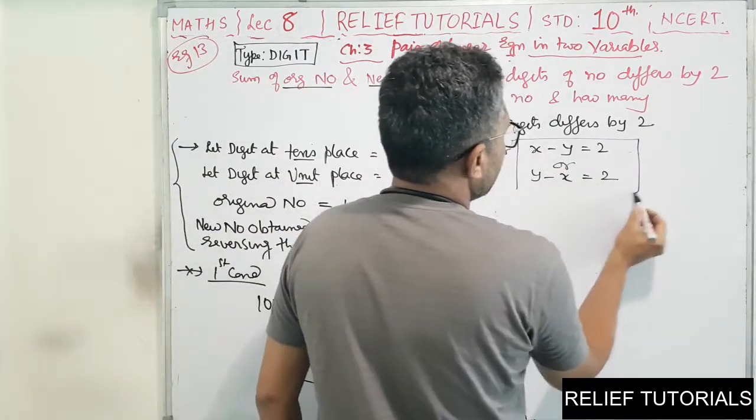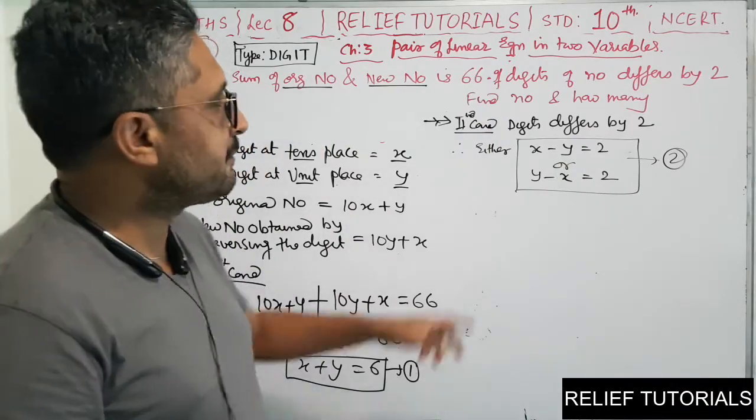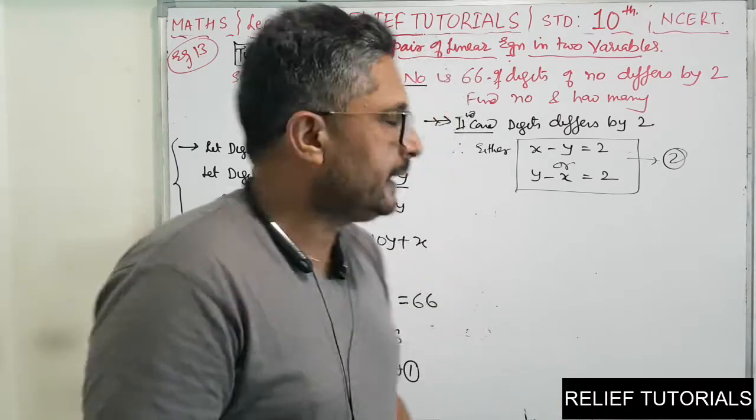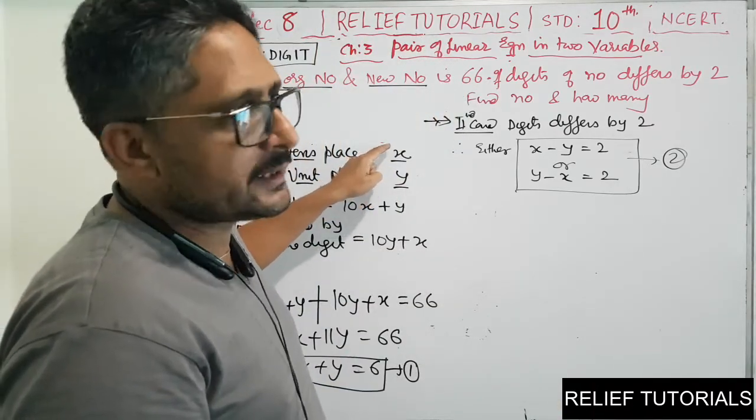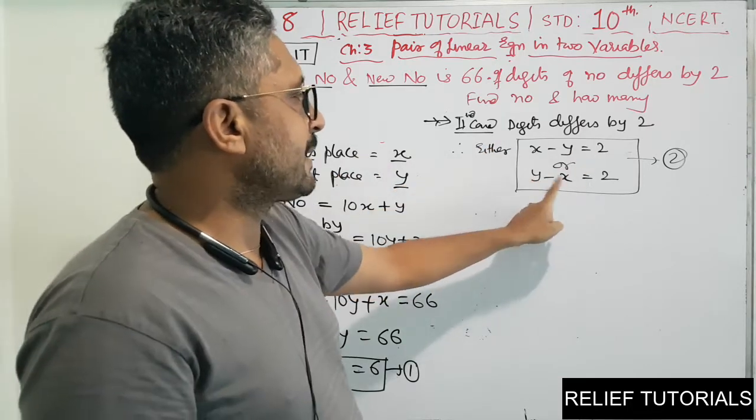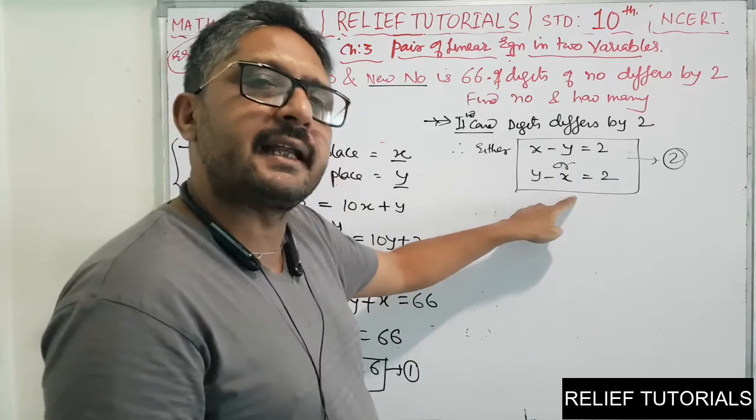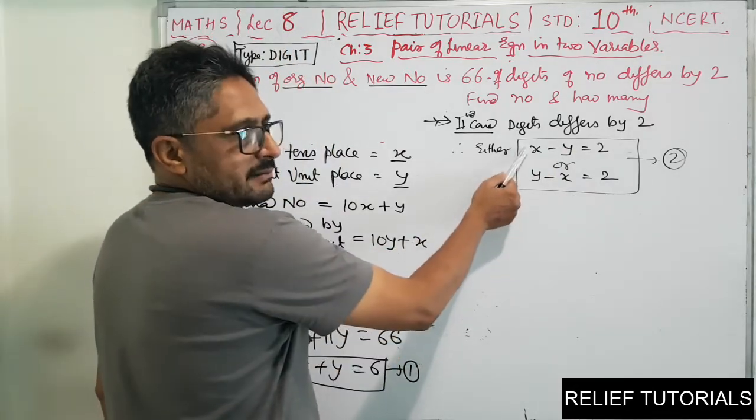See here, this is our equation number 2. Have you got it, friends? Why we got 2 equations? Because here it is mentioned the digits differ by 2. It is not mentioned x is greater than y or y is greater than x. So it can be x minus y can be 2 or y minus x can be 2. Here x is bigger than y, here y is bigger than x. So now you have to solve equation 1 and this.